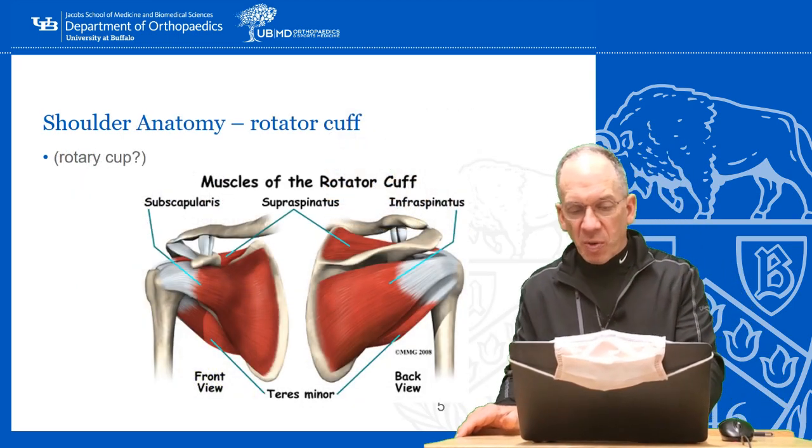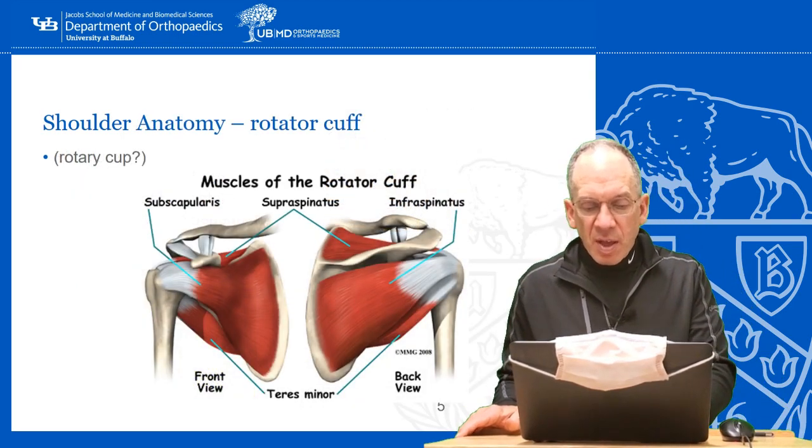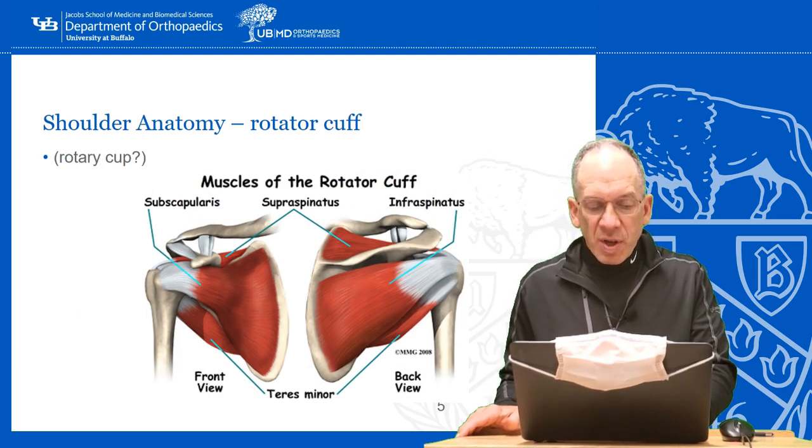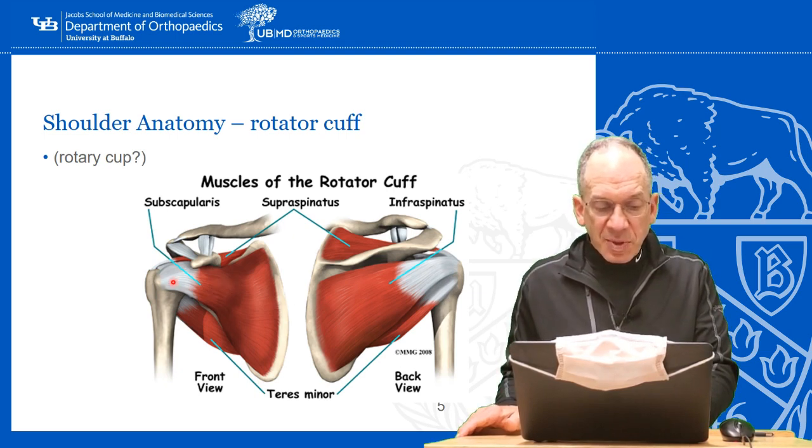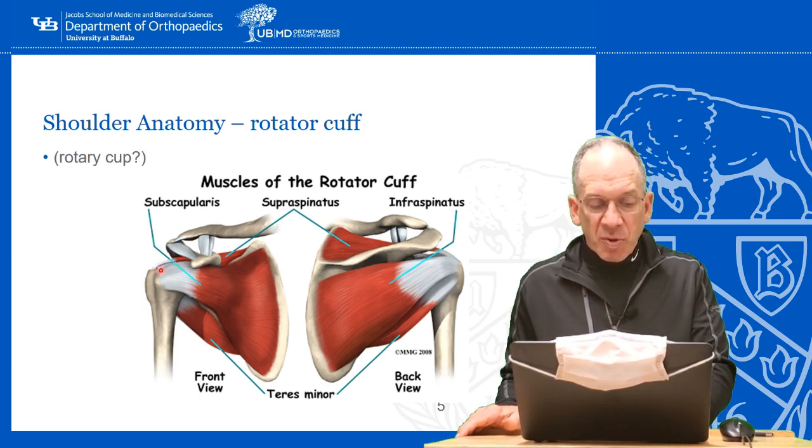This just goes to show you again what we just talked about. This is a front view of the shoulders. Here's the coracoid. Here's the clavicle. This is subscapularis inserting on the lesser tuberosity. The biceps is not in this picture, but the long head goes through the bicipital groove.